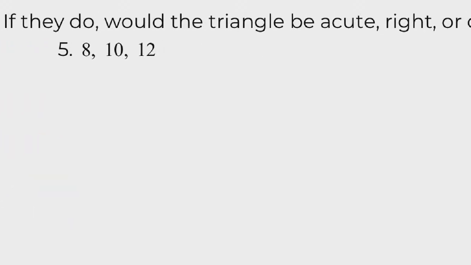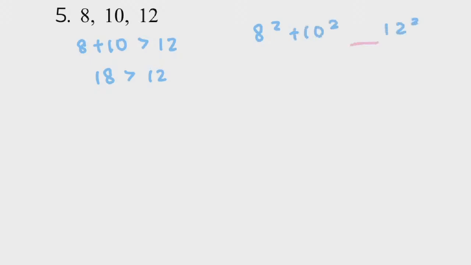Okay, here is the last one, number 5. Again, we're going to check that the smaller 2 side lengths are bigger than the longest side length. So it'll be 18 is greater than 12, which is true. So this is going to be a triangle. So we have 8 squared plus 10 squared, and then 12 squared here. That's 64 plus 100 and 144 on the other side. So that's 164 and 144.